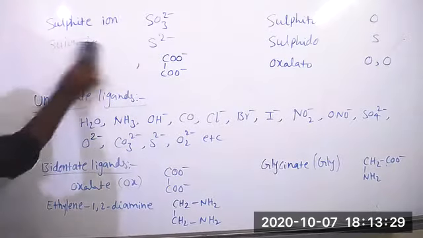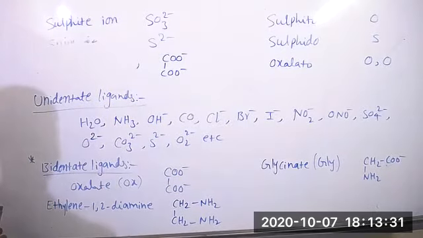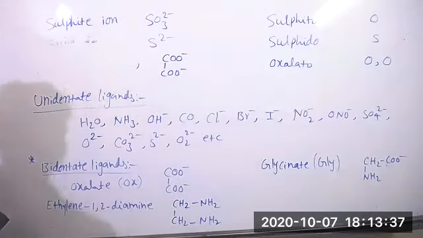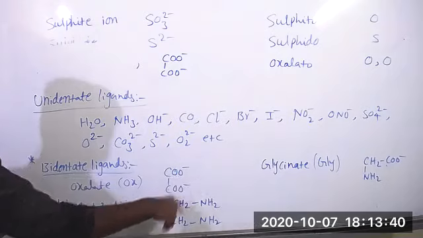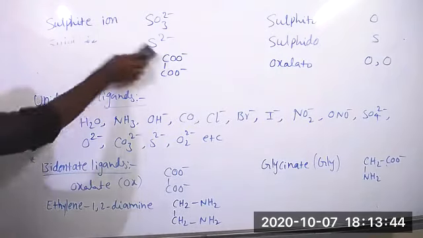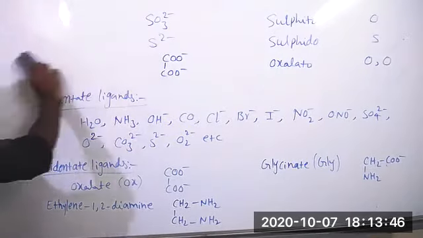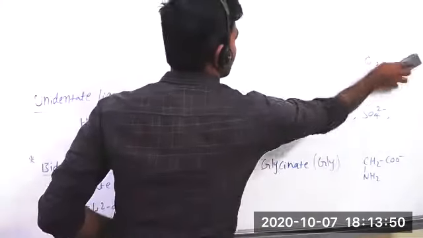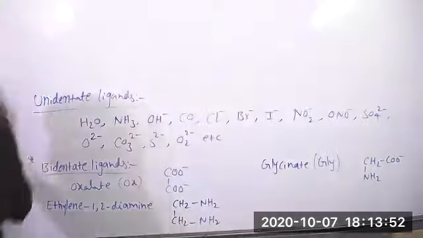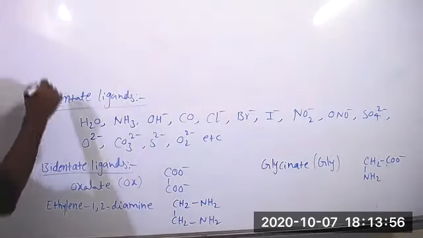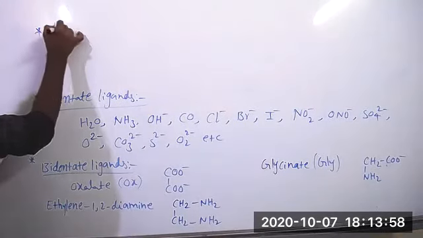Sir, all negative ligands are unidentate ligands, sir. These all are unidentate ligands, forming one bond with only the central metal atom. But these are forming 2 bonds with the central metal atom: oxalate, ethylene diamine, glycinate. So sometimes they ask about hexadentate ligand. We have only one example of hexadentate ligand.